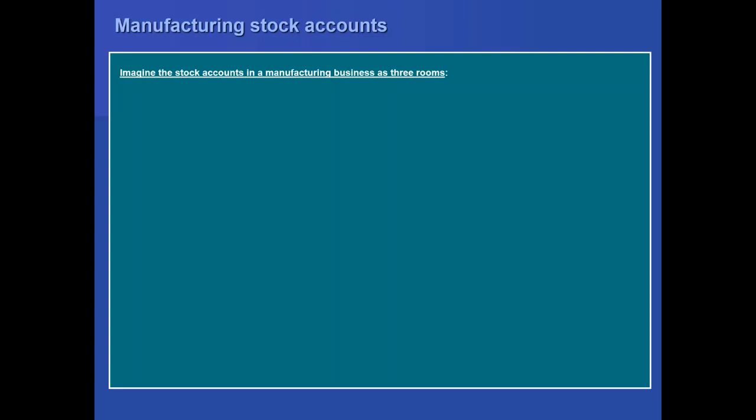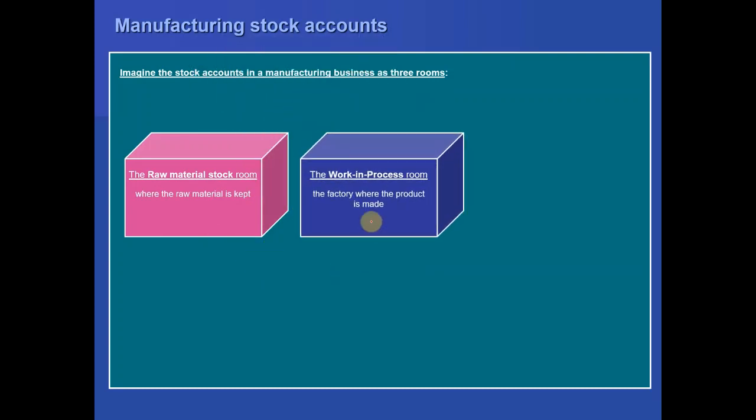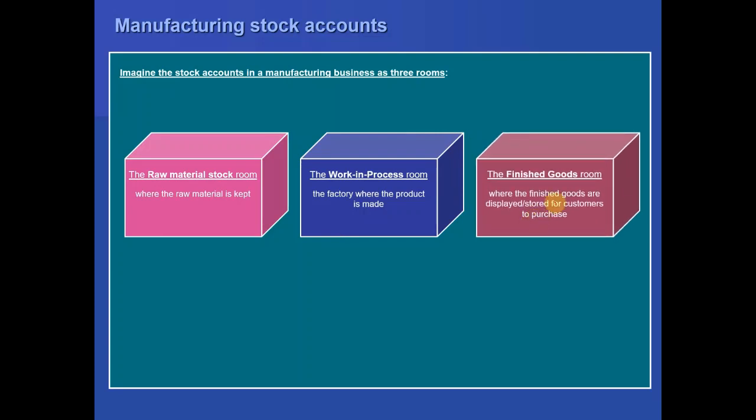The easiest is to imagine the stock accounts in a manufacturing business as 3 rooms. Firstly, the raw material stock room, where the raw material is kept. Secondly, the work in process room, the factory where the product is made. And then the third room is the finished goods room, also referred to as the display room, where the finished goods are displayed or stored for customers to purchase.